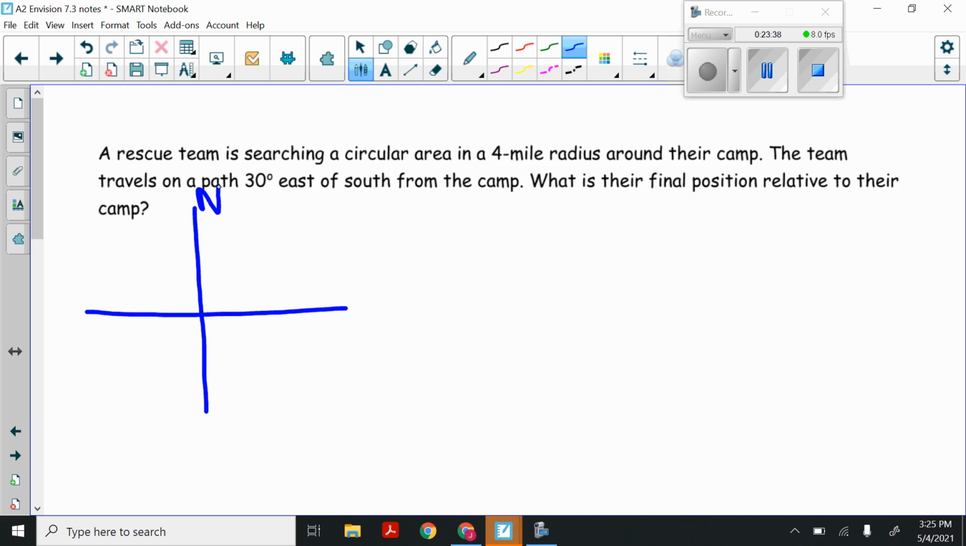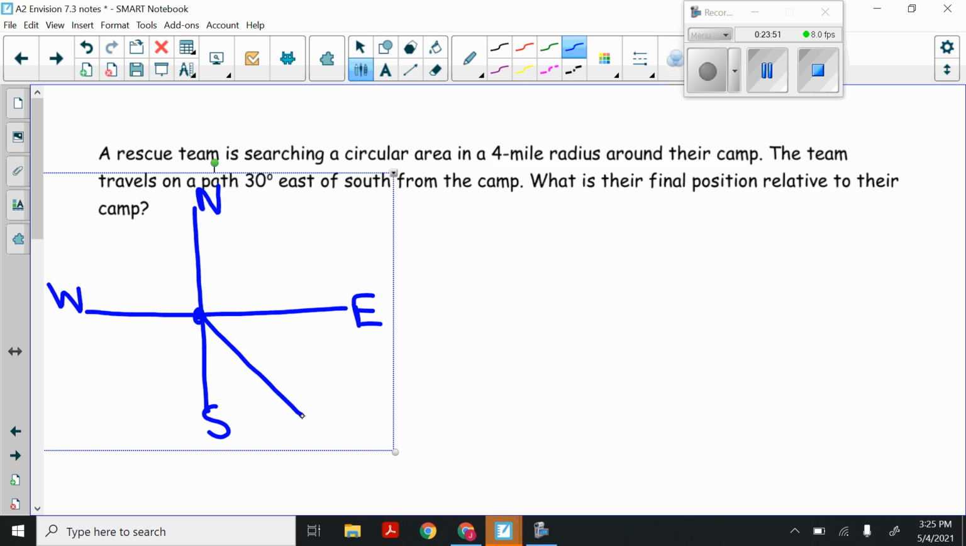So let's draw a picture of this. So this is north, this is south, east, and west. We're starting at the origin. We travel 30 degrees east of south. So this is south, this is east. So 30 degrees east of south. This is 30 degrees right here. I'm going to make my triangle, my reference triangle. I know that it's a circular area with a 4-mile radius. So this is my radius right here. So this is 4. I need to find this point right here.